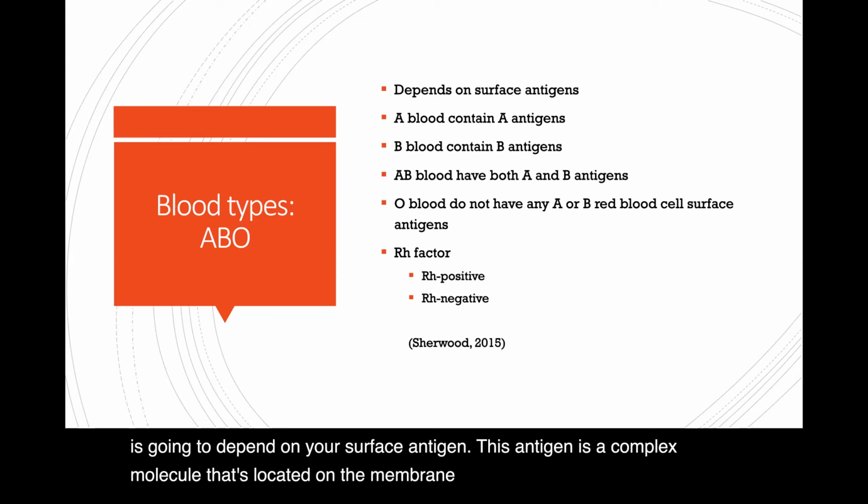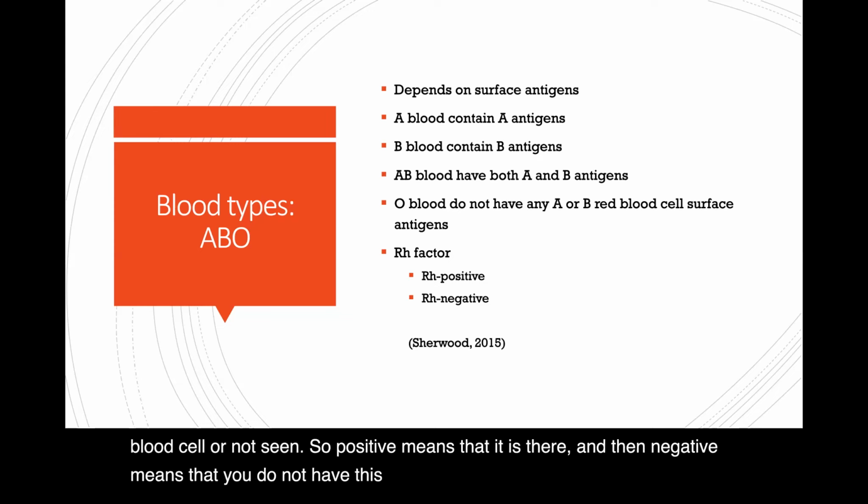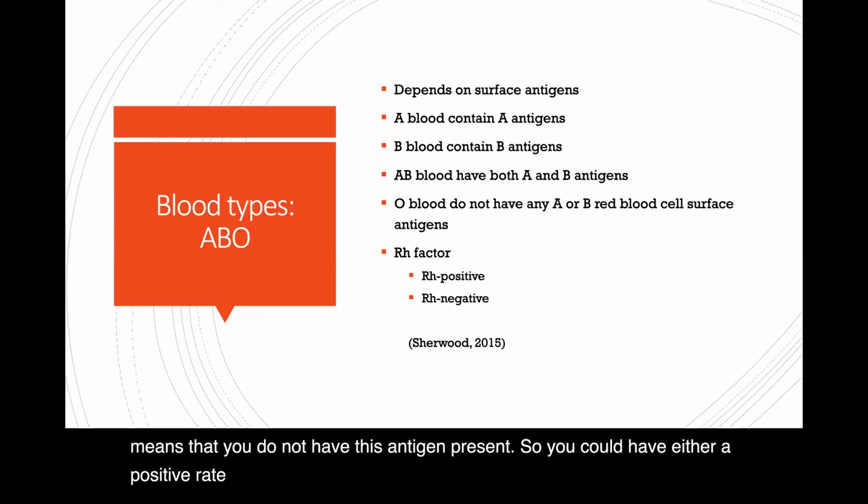The other thing that each of these blood types can have is something called an Rh factor. So this is just an erythrocyte antigen that could either be seen on the outside of your blood cell or not seen. So positive means that it is there, and then negative means that you do not have this antigen present. So you could have either A positive or A negative, B positive or B negative, AB positive or AB negative, and then O positive or O negative.